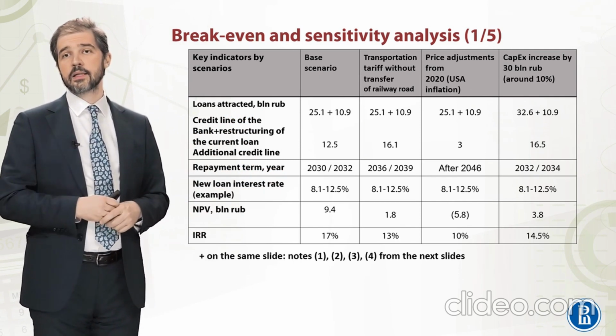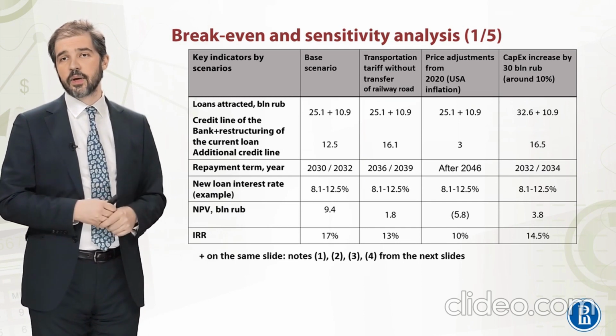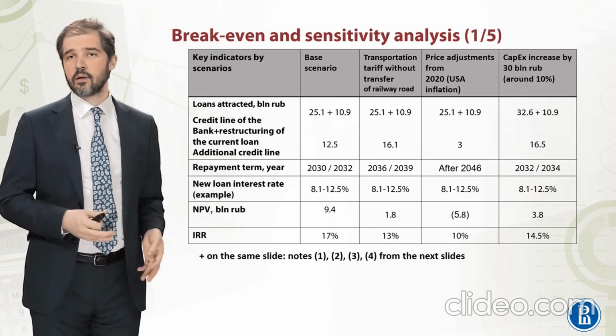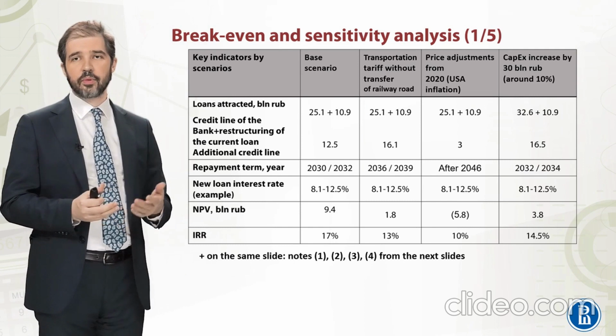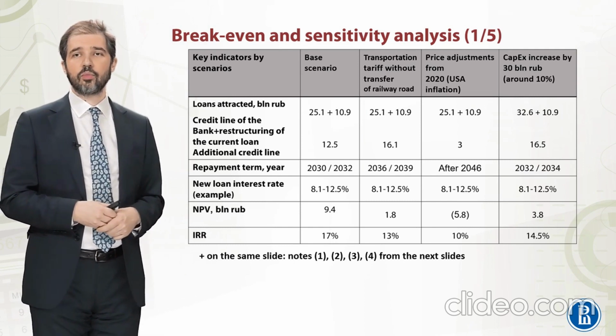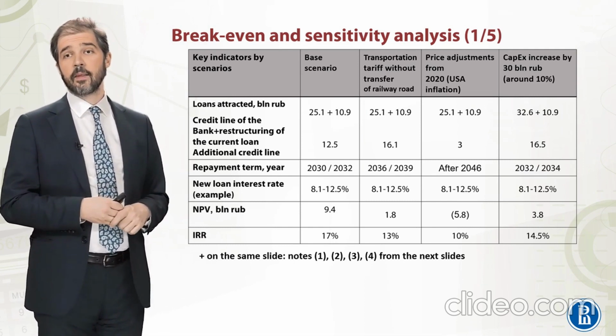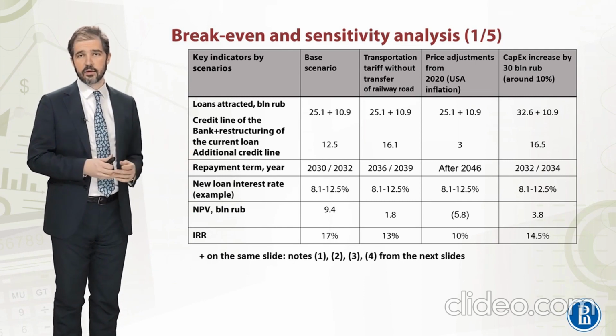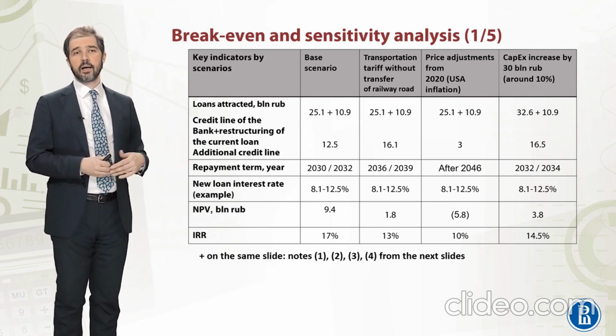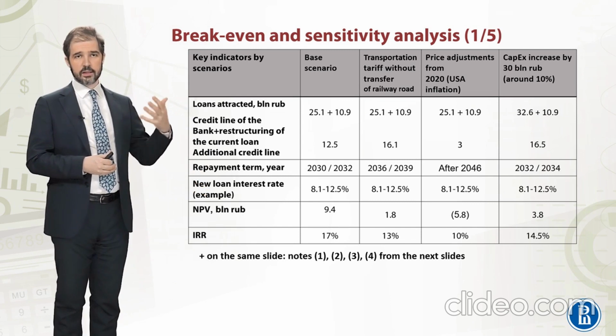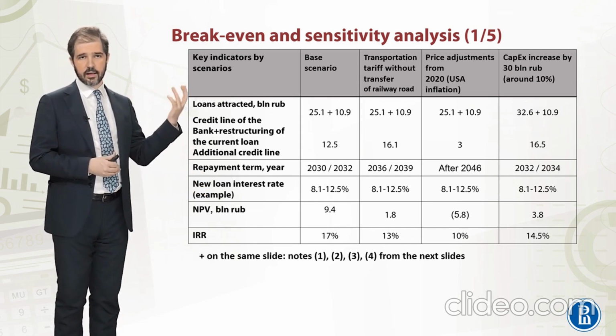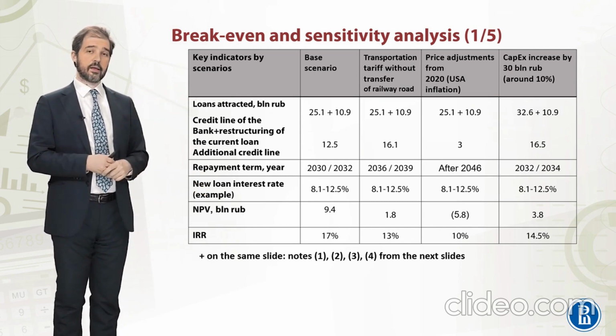Yes, and the next scenario: capital expenses increase by some volume, for example, in our case, 30 billion rubles, which is around 10%. Again, here we see that your credit line will be higher, a new additional credit line, your NPV will be lower, etc.